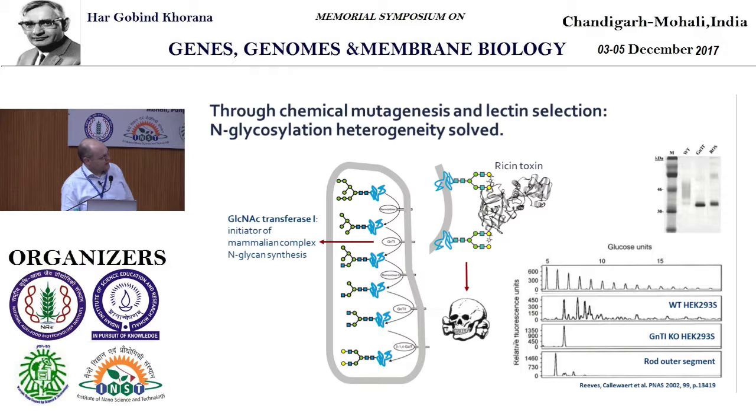What you get here is a size standard, which is a hydrolysate of starch. Then this is the glycans that you get from the wild-type HEK cells. As you can see, this is very, very heterogeneous. And then from rod outer segments, you get this profile. And from this GlcNAc transferase 1 knockout mammalian cell, we got a very homogeneous profile indeed. And so this generated a paper that I checked yesterday.